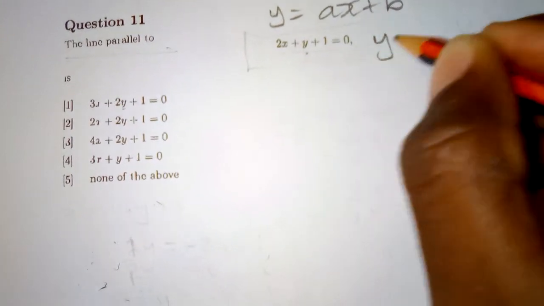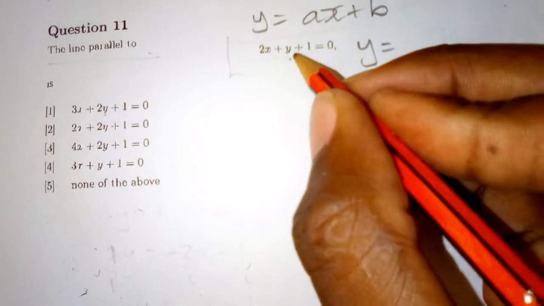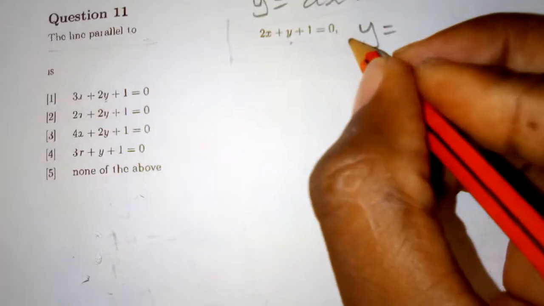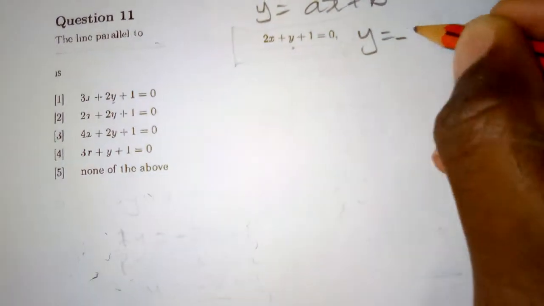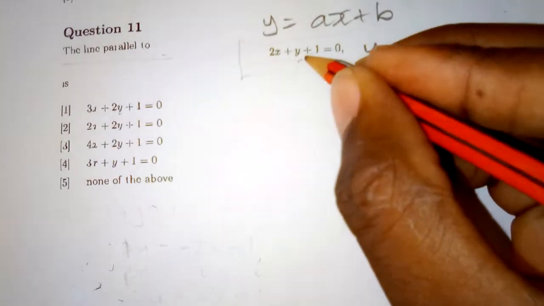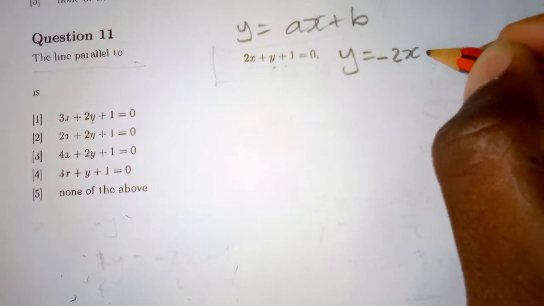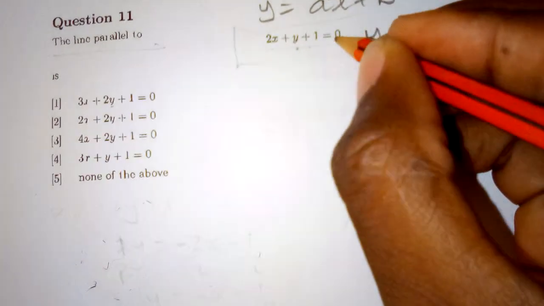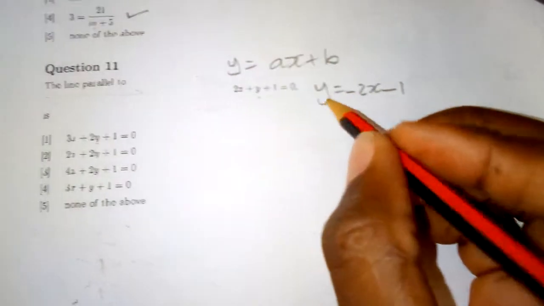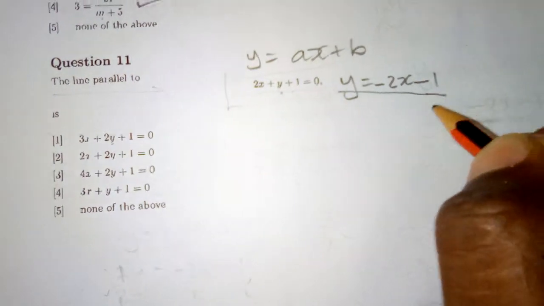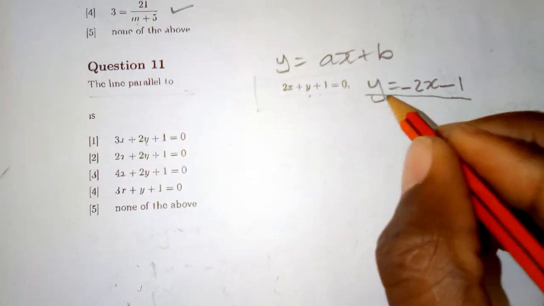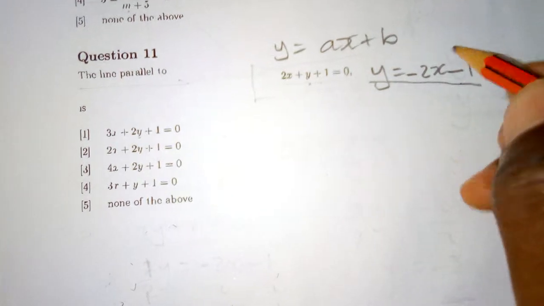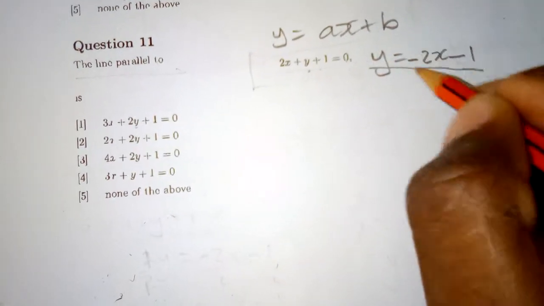So let's make y a subject in this case. So y is equals to you take my positive 2 and you bring it after the equal sign, is going to be negative 2x. You take positive 1, you bring it after the equal sign, is going to be minus 1. This 0 you can ignore it. So this is your straight line equation.